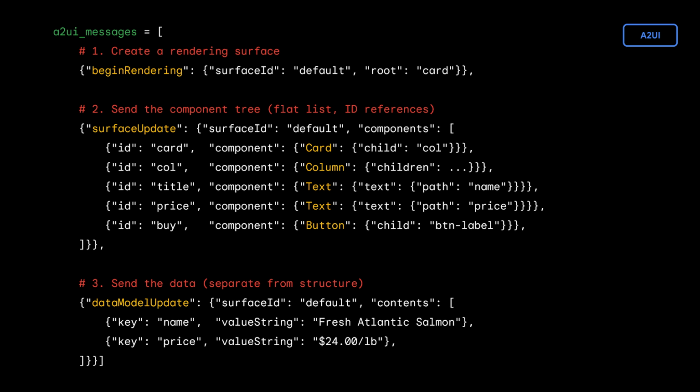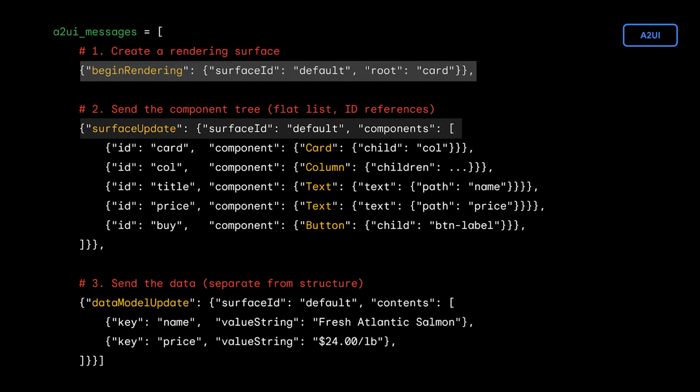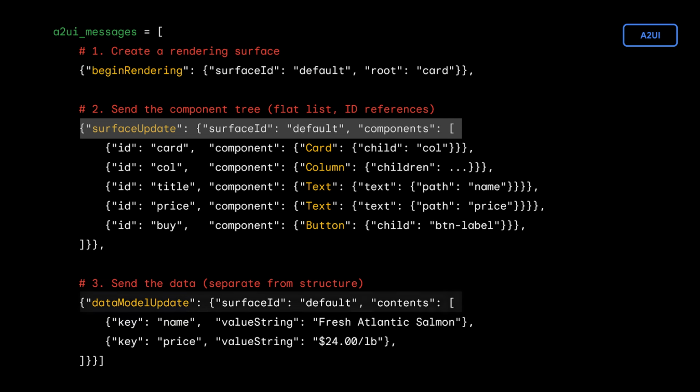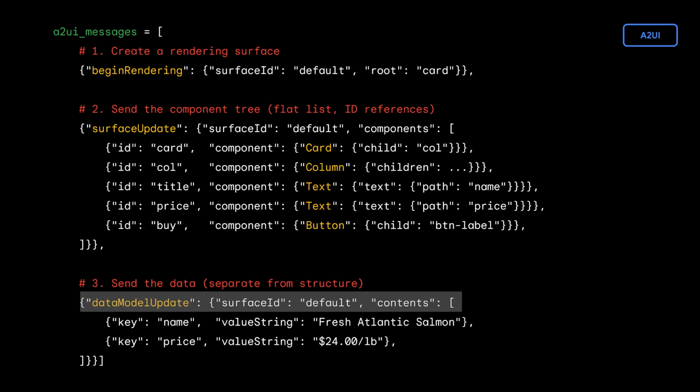So the code is a JSON payload with 3 parts. We have a rendering surface, a component tree built with primitives, and a data model that fills these components with values. So now the agent doesn't generate HTML or front-end code.